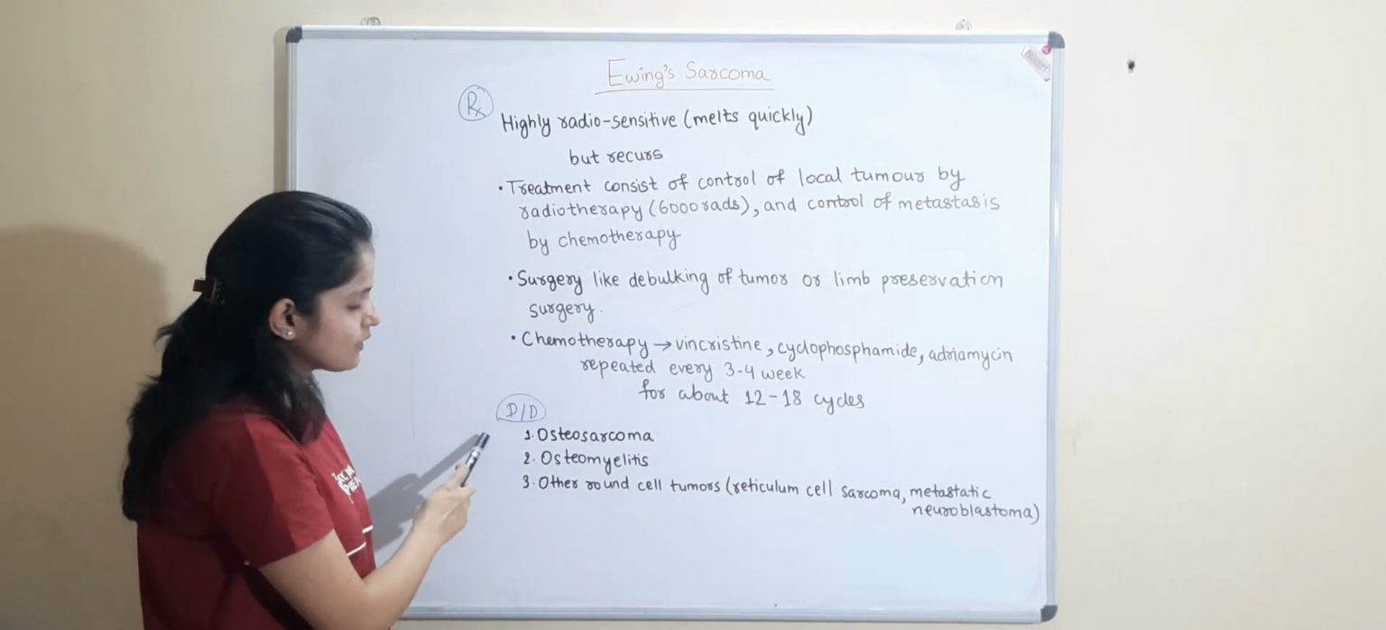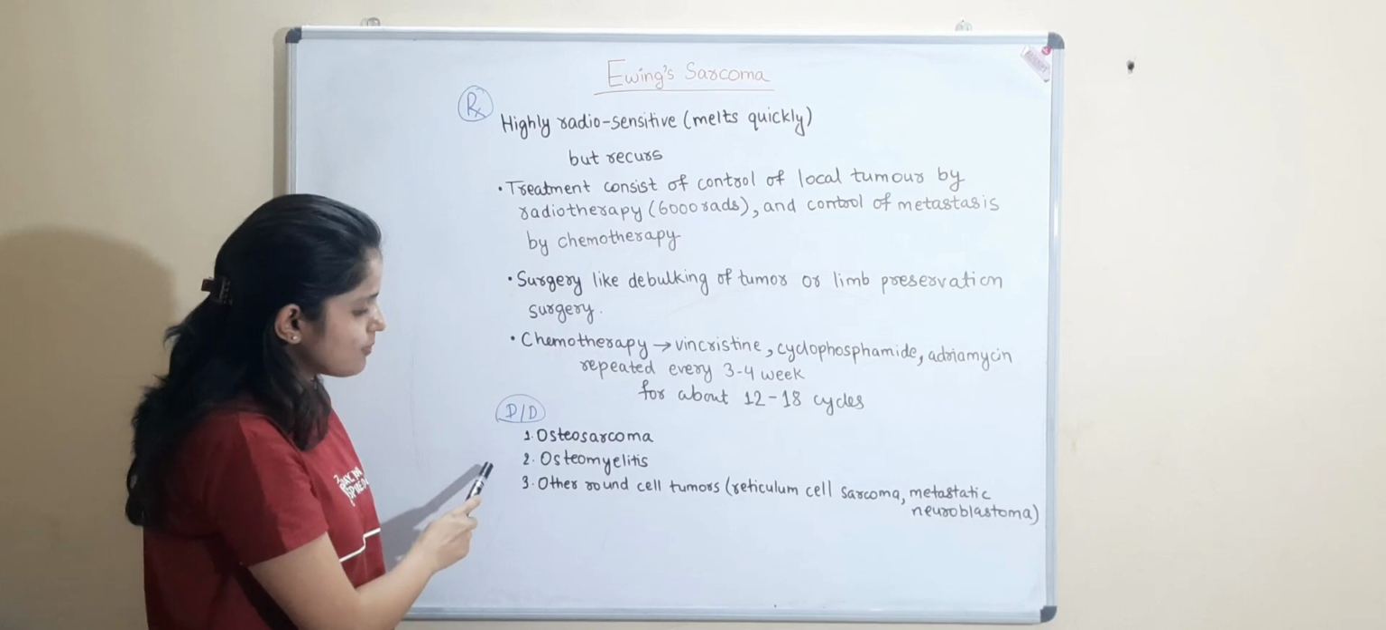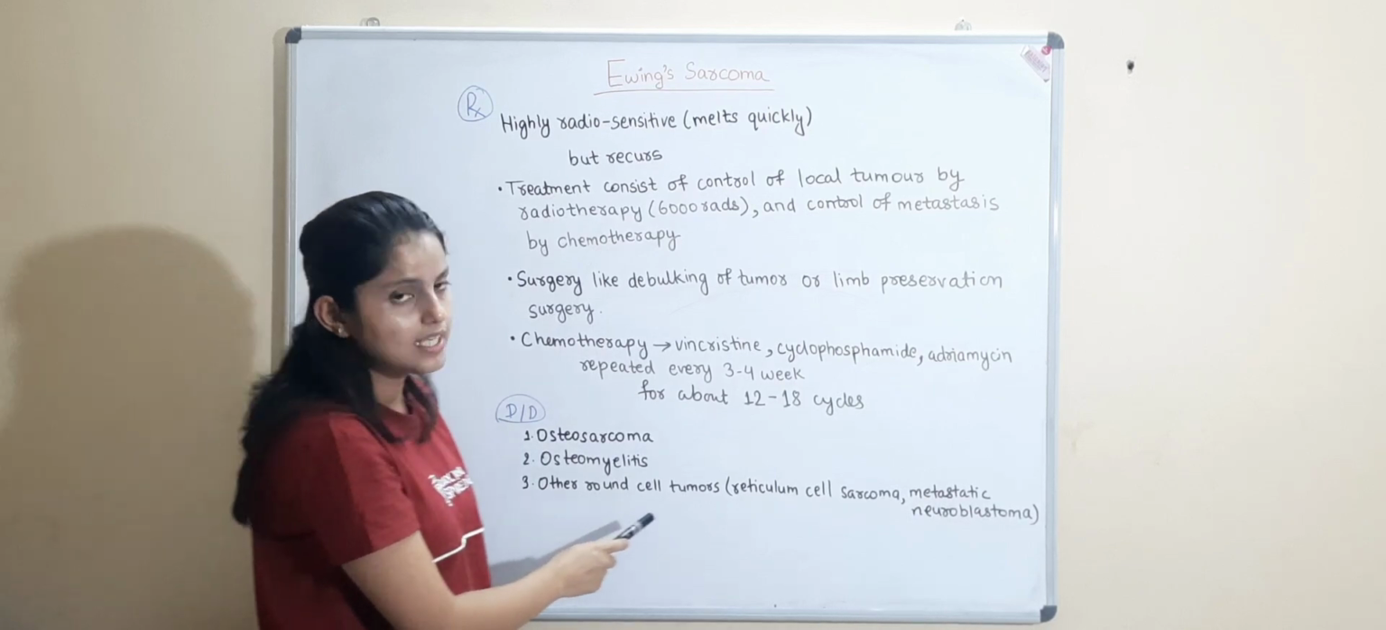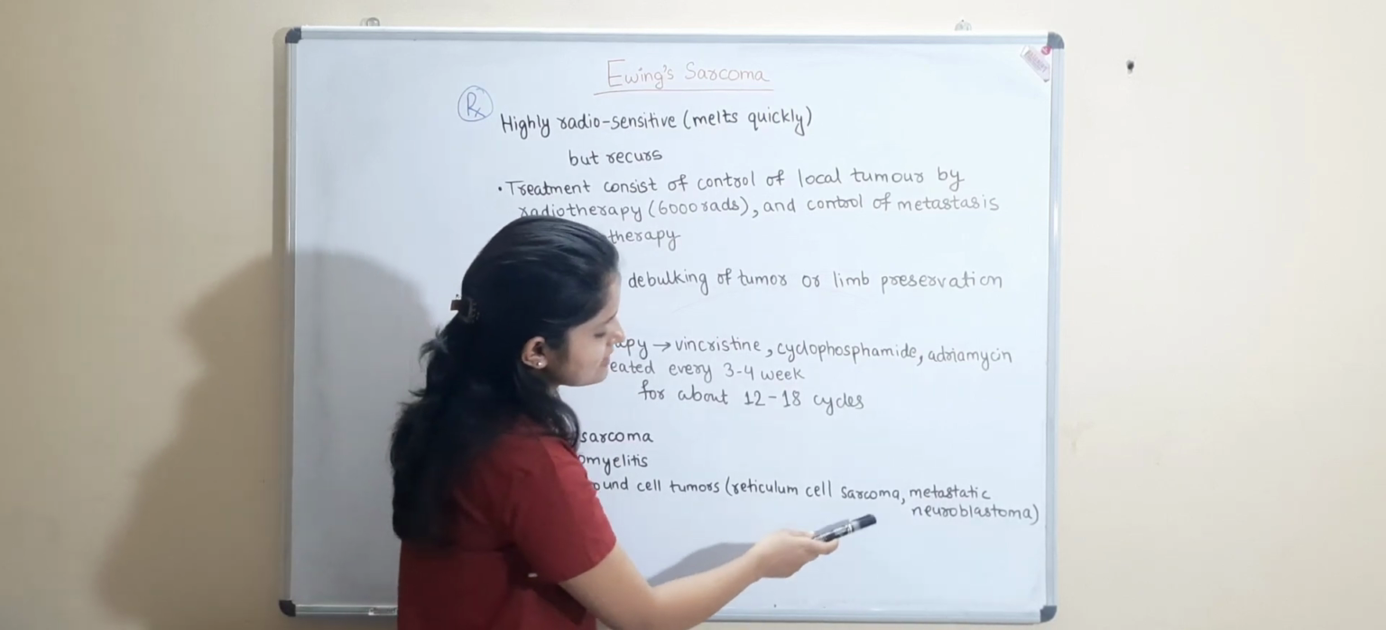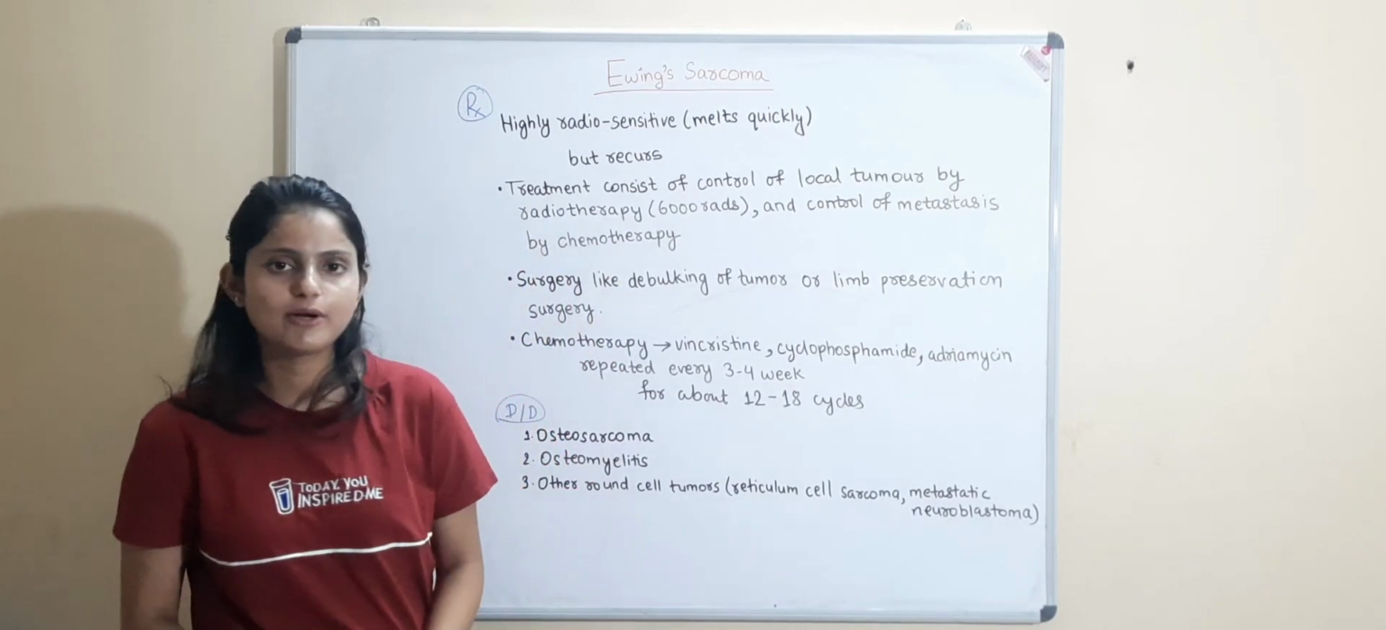And the differential diagnosis can be osteosarcoma, osteomyelitis, and other round cell tumors like reticulum cell sarcoma and metastatic neuroblastoma. This is all about Ewing sarcoma.